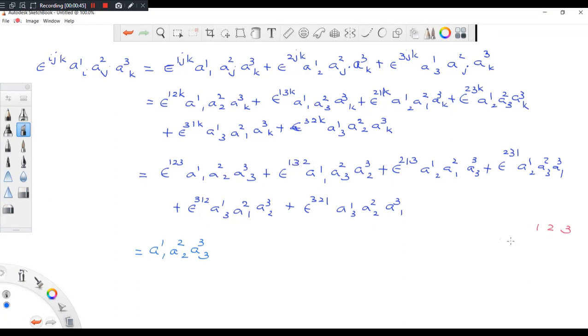Now 1, 3, 2. So for 1, 3, 2, what do we do to get 1, 2, 3? Interchange these. So 1, 2, 3 comes. So only one permutation, sorry, an odd permutation. So this will become minus: A11, A23, A32. Now here you see 2, 1, 3.